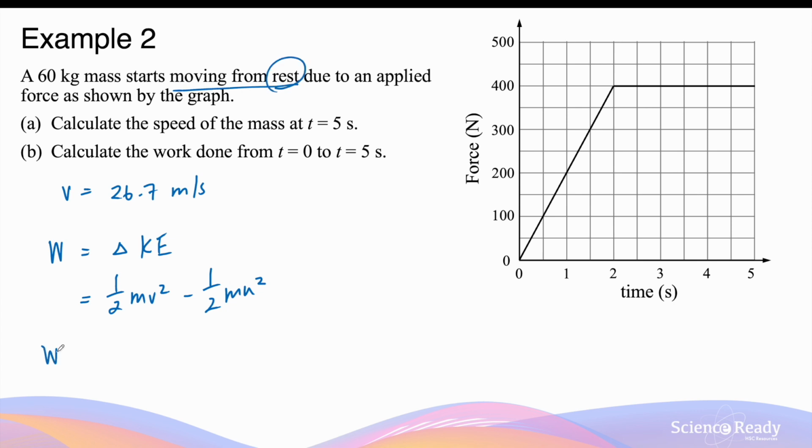So the total work done is simply equal to the final kinetic energy of the object, which is half times by 60 kilograms times by the final velocity that we calculated earlier, of 26.7 squared. And this gives a work done of 2.1 times 10 to the power 4 joules.